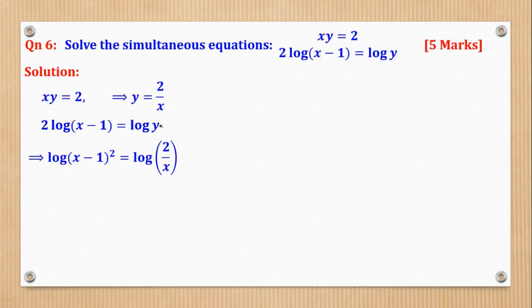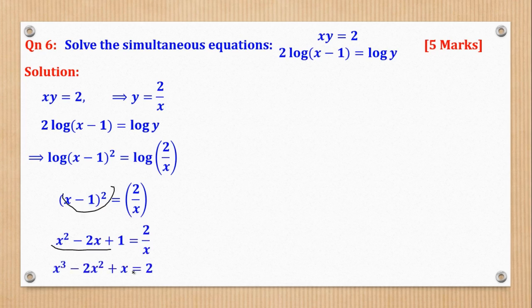Then also remember that y is equal to 2 over x, which is this. Then from there, I can now eliminate this log and remain with these ones. After that, I can open brackets to expand this to give you this. Then cross multiply to give you this. Then rearrange to give you that.